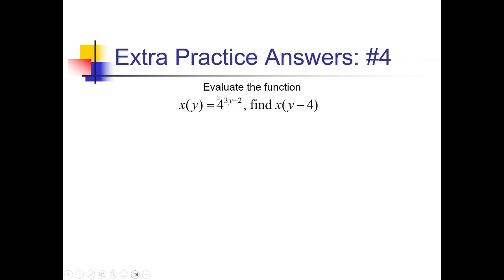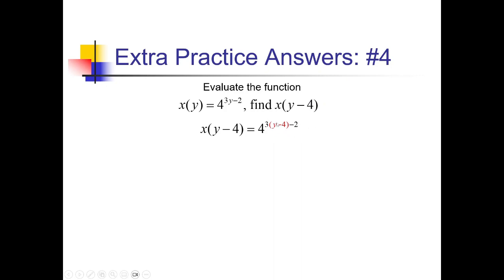For number 4, I've got 4 to the 3y minus 2 as my function here. And we have x being a function of y. So over here, we're plugging y minus 4 in wherever I see a y in the original function. So I'm going to write this as 4 to the 3 parentheses y minus 4 minus that 2. So let me simplify my exponent and then see if I can go any further.